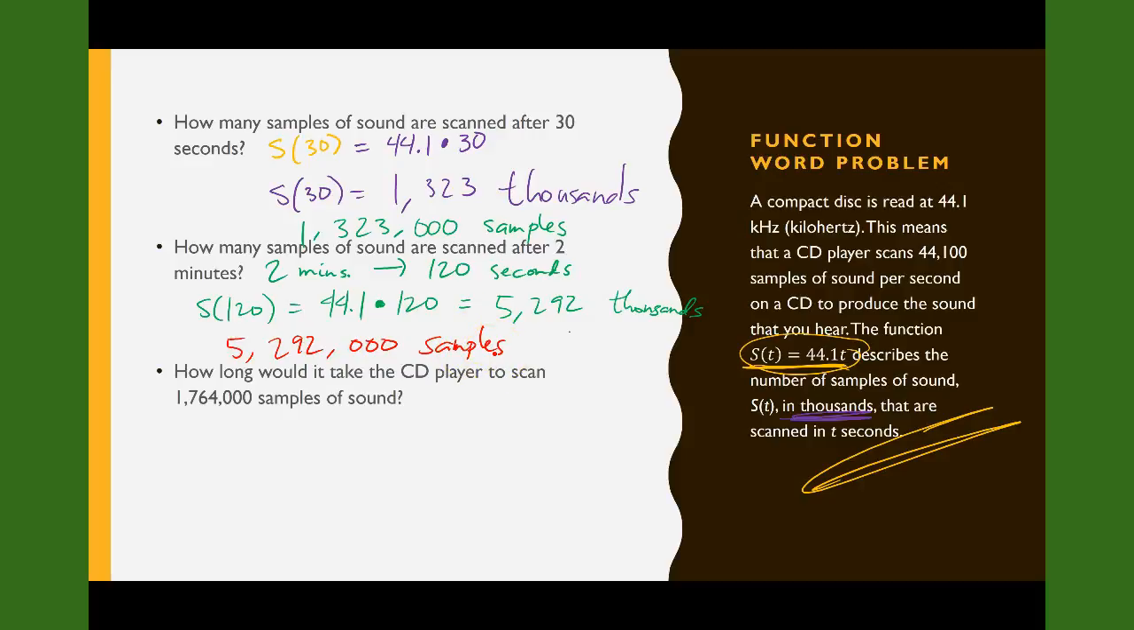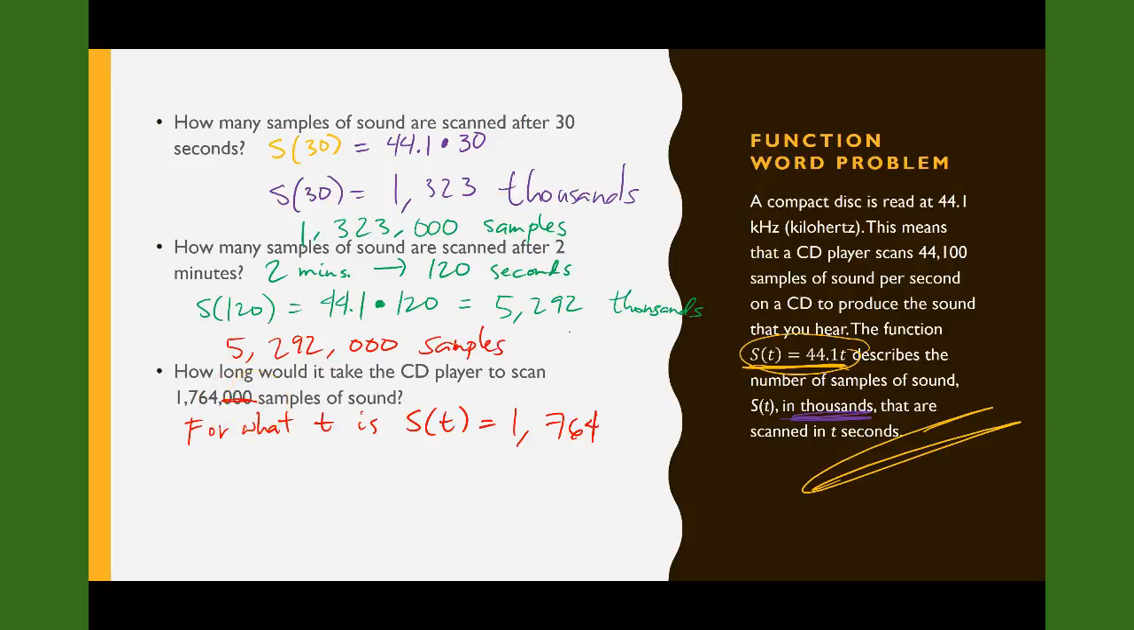Now in the third part, we're given something different. We are asked how long would it take the CD player to scan 1,764,000 samples of sound. Now remember, S of t gives it to us in thousands. So what we're really looking for here now is, for what t is S of t equal to 1,764, because again S of t gives it in thousands, so we can ignore the 3 zeros.